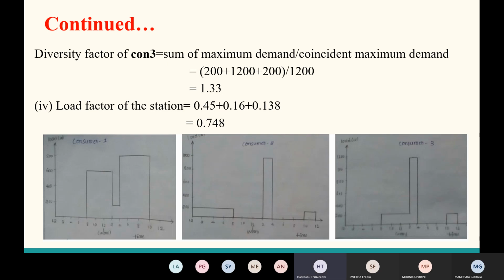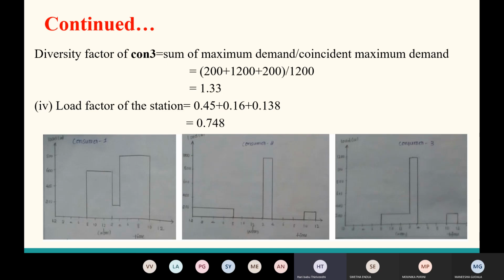Diversity factor of the station occurs from 2 p.m. to 4 p.m. Why? Because if you look at the table, all consumers will be active only from 2 to 4. Consumer 1 200, consumer 2 1000, consumer 3 1200. So at all the remaining times, some consumer has no load.